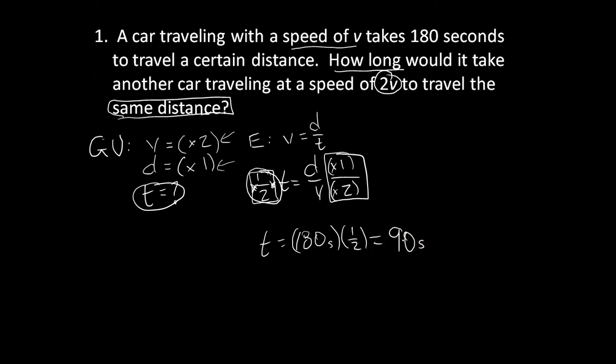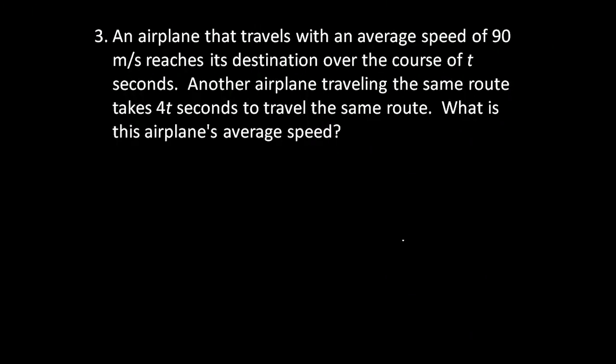So let's look at another problem here, problem number 3. An airplane that travels with an average speed of 90 meters per second reaches its destination over the course of t seconds. Another airplane traveling the same route takes 4t seconds to travel the same route. What is this plane's average speed? So again, we're going to do the givens and the unknown, and I like finding that unknown first. It says, what is the average speed? So we don't know average speed. We've got to find that out.